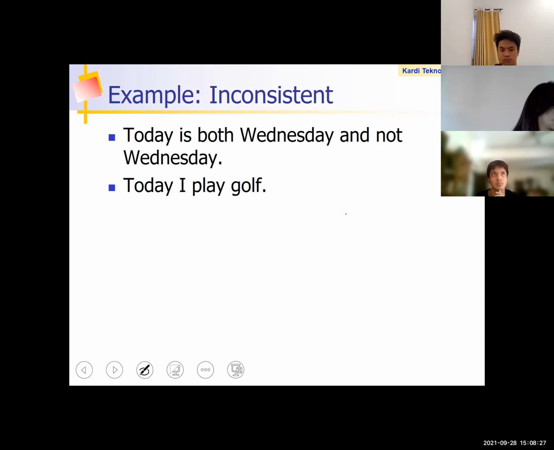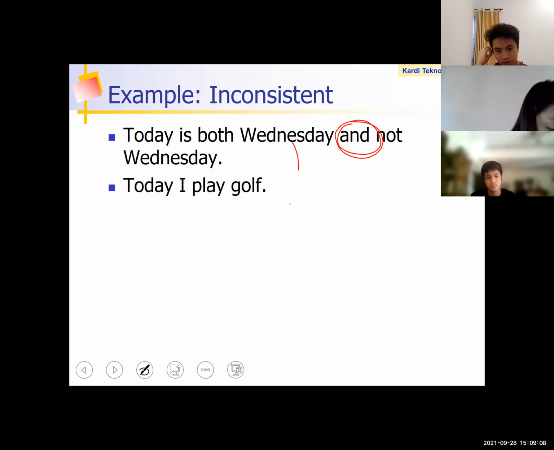Okay. How about this? Today is both Wednesday and not Wednesday. And today I play golf. Why is this inconsistent? Because if today is Wednesday, it cannot be not Wednesday. But if today is not Wednesday, it cannot be Wednesday. Yes. So because this is and, the keyword here is the problem.